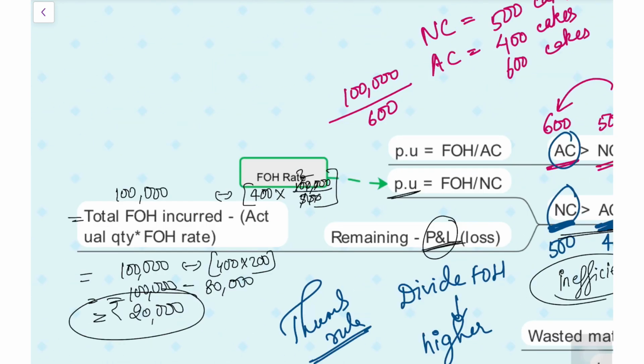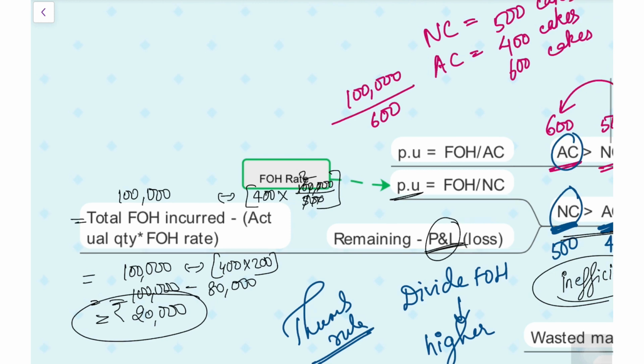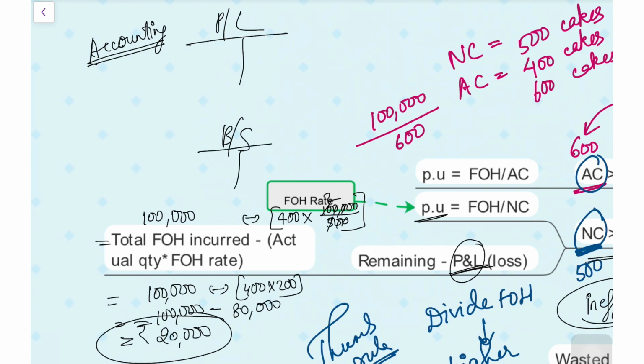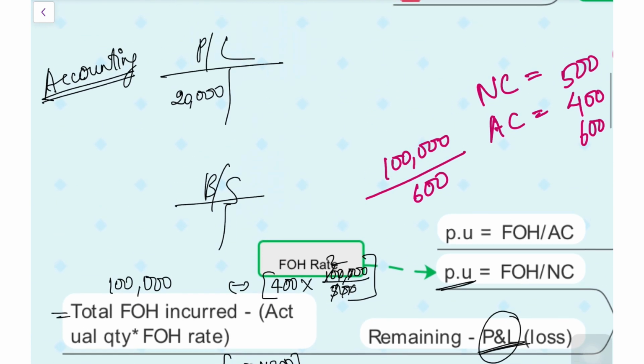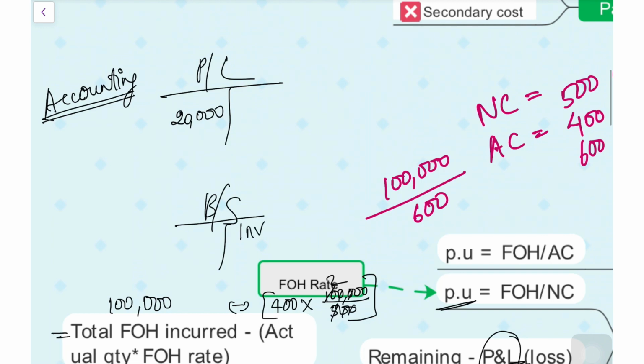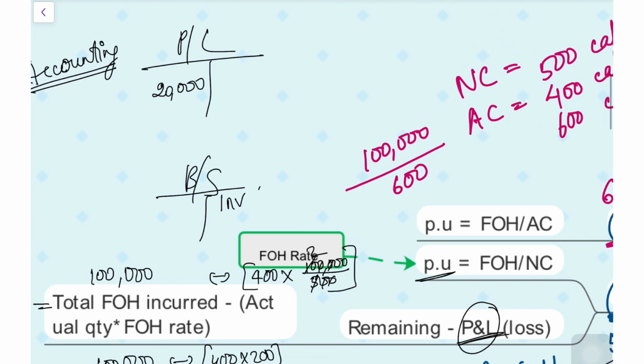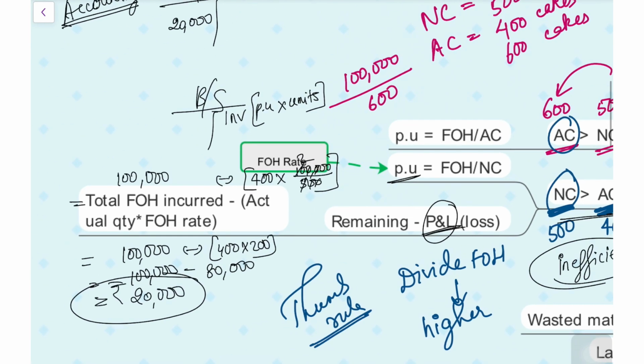Okay. So now you have understood what your P&L account is. So how do you account it in your books? You take your P&L account and then you have your balance sheet, right? In your P&L account you will book your loss of 20,000, and in your balance sheet you have to account that fixed rate into your inventory rate. So the amount you will account here is the per unit rate that you have found out multiplied by the number of units.